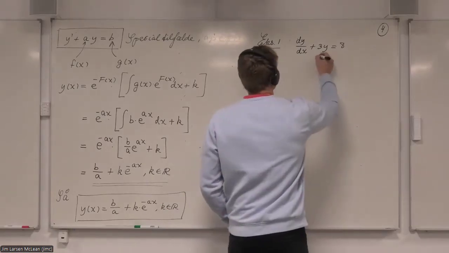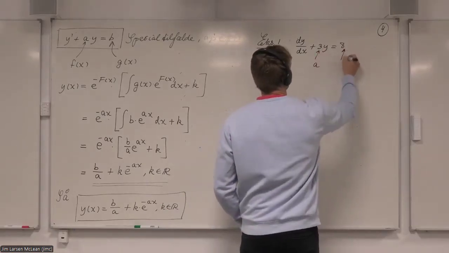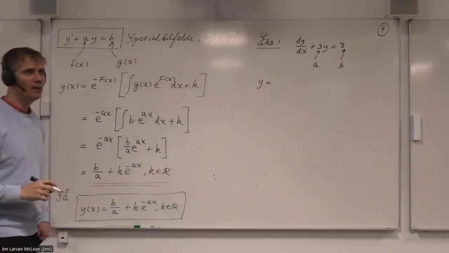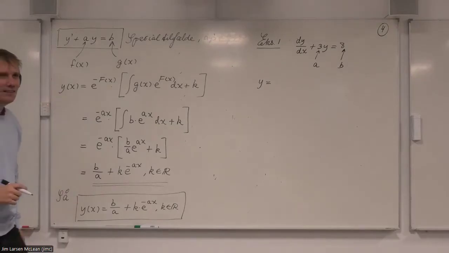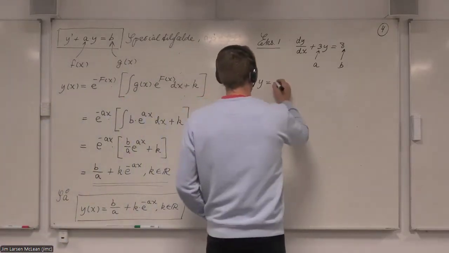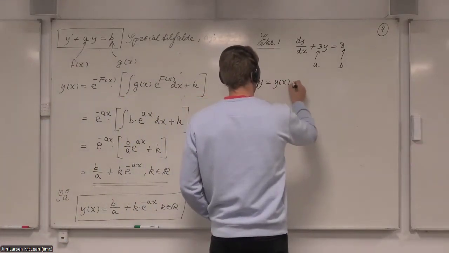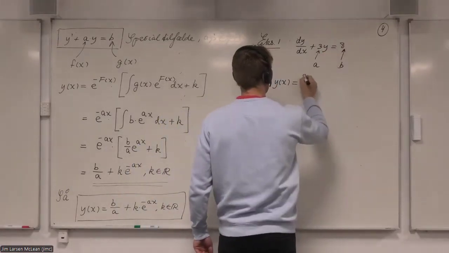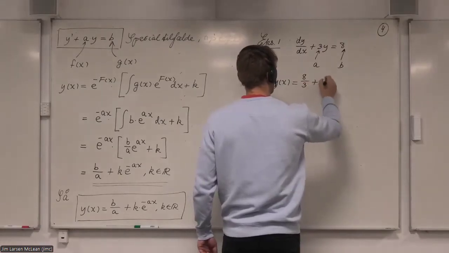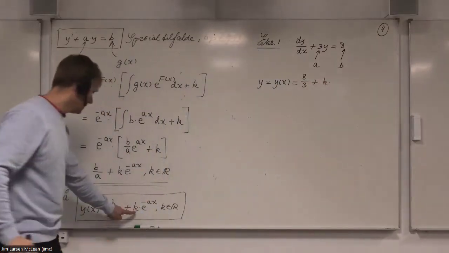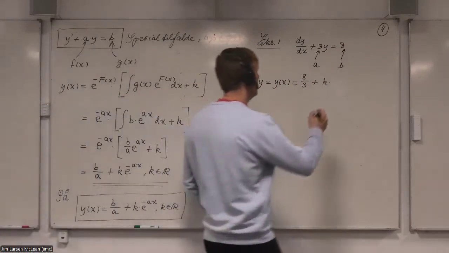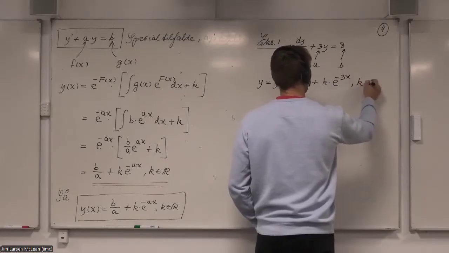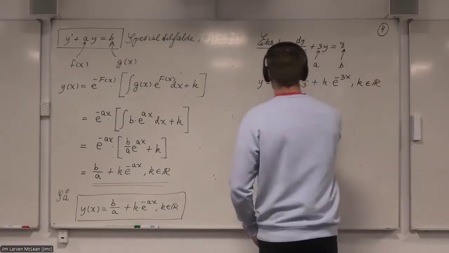So I will state that this is A and that is B. And then you just plug it directly in down there. So I get that y, which is some function of x, is b divided by a, that is 8 divided by 3, plus the constant k that was there, times Euler's number raised to minus 3x, where k can be any real number. This is the solution.